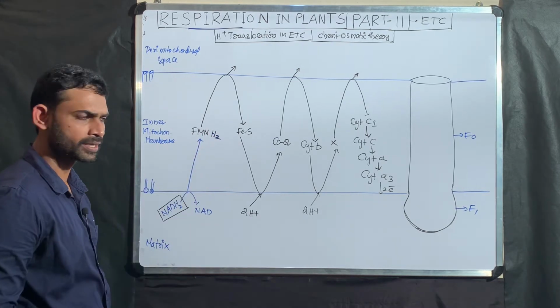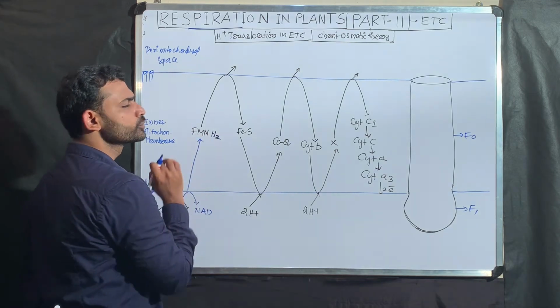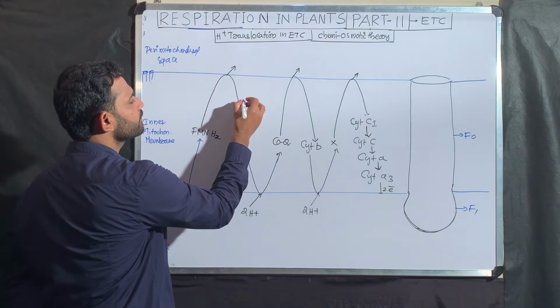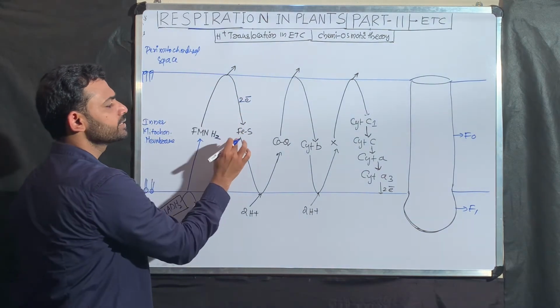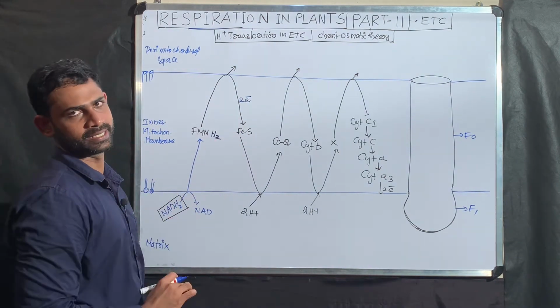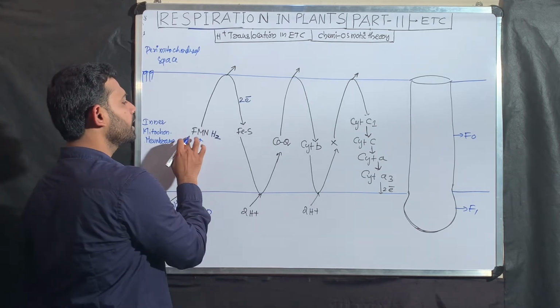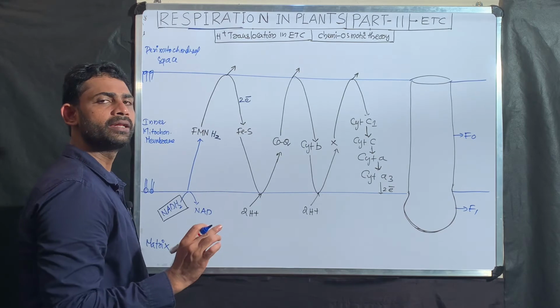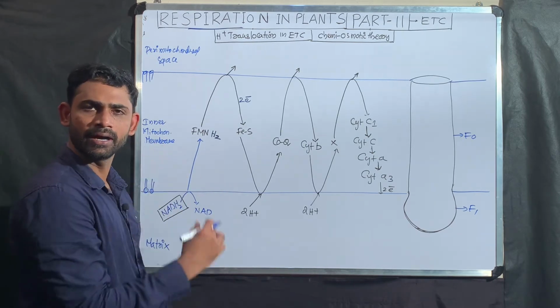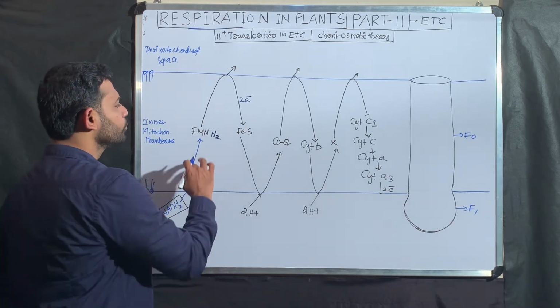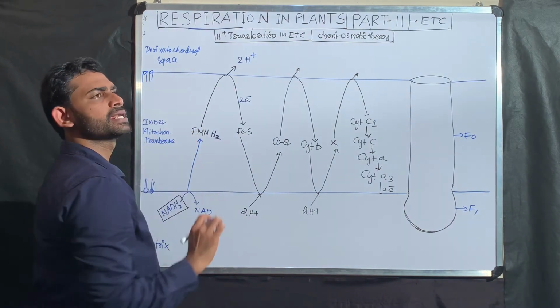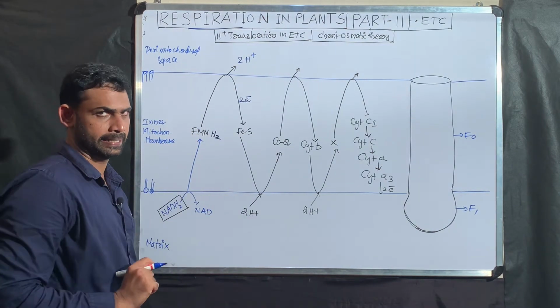Then FMNH2 gives the 2 electrons to the iron sulfur protein of complex 1 itself. But while it is transferring the electrons from FMN to the iron sulfur protein, there is a missing of 2 protons. Where did they go? Those protons are released into the perimitochondrial space. Now you are getting clarity.